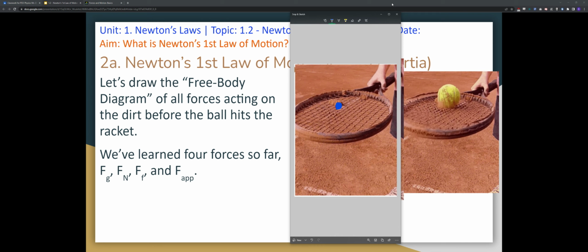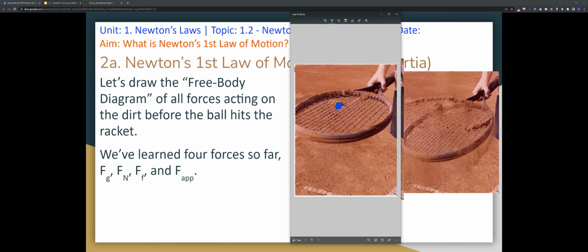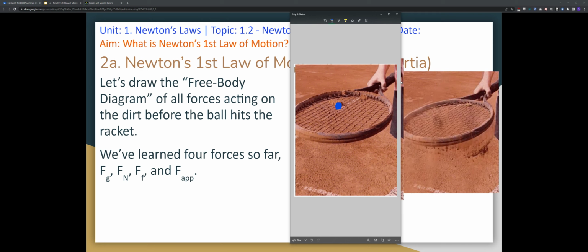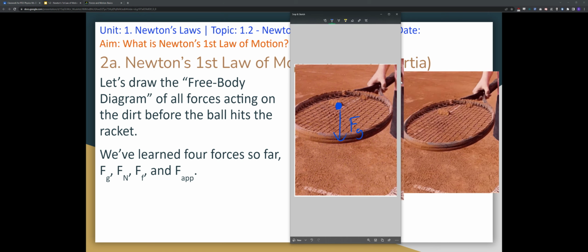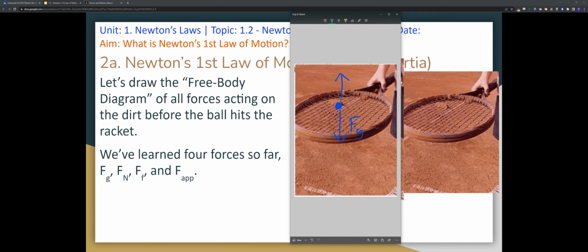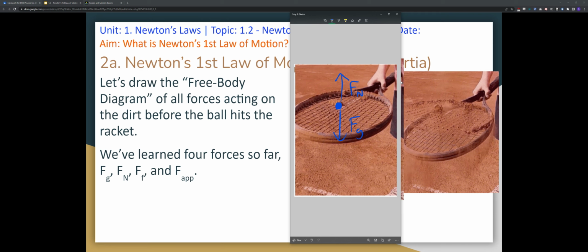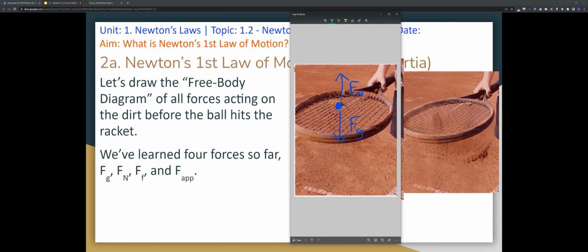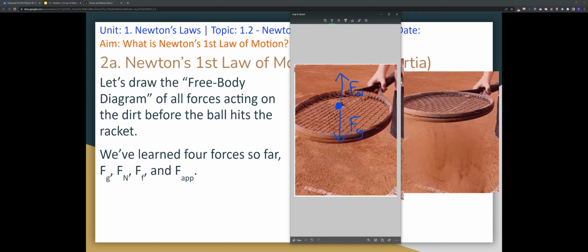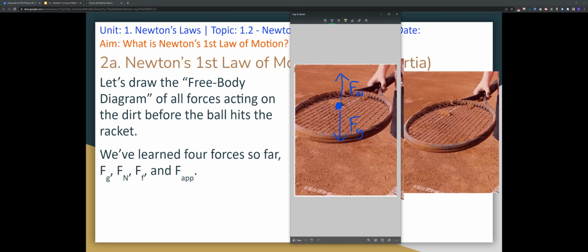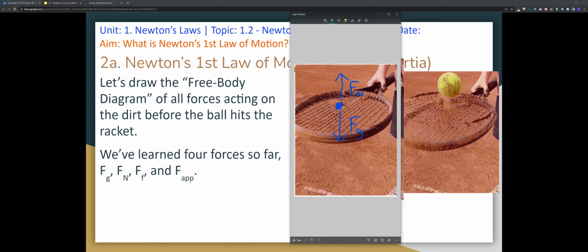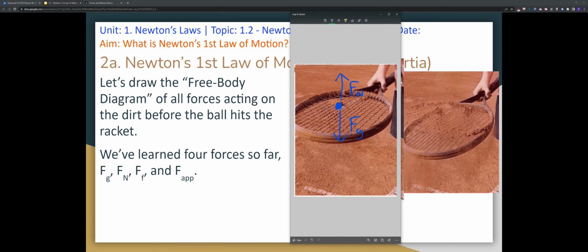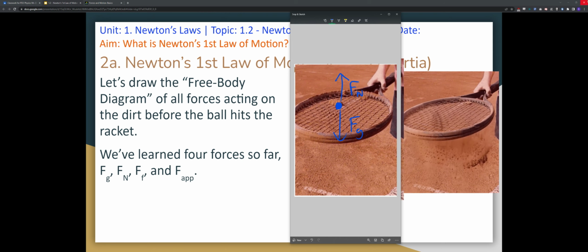If I want to draw all the forces acting on my dirt before the ball hits the racket, well, there's a force due to gravity acting down on the dirt, and there's a normal force acting upwards on the dirt from the racket. The racket's holding the dirt up, so there's a normal force acting on the dirt from the racket. And this is the free body diagram of all the forces acting on the dirt before the ball hits the racket.